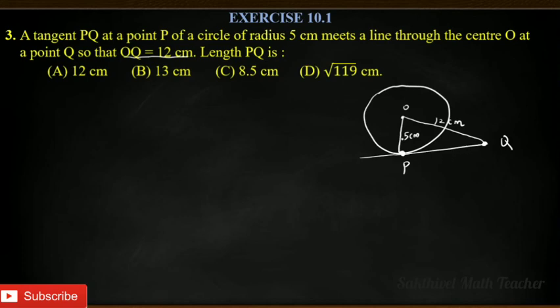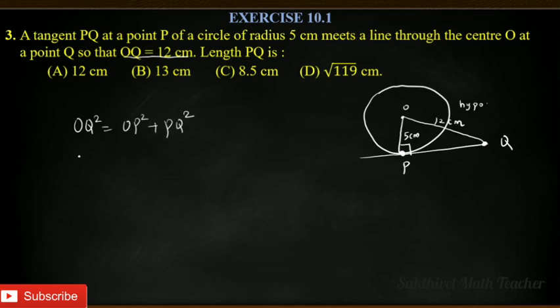We know very well that OP is definitely perpendicular to the tangent, because of Theorem 10.1, which says the tangent to a circle is perpendicular to the radius through the point of contact. That you need to remember. Now we have a 90-degree angle and we know the hypotenuse, so I'm going to use the Pythagoras theorem. In a right-angled triangle, the square of the hypotenuse, which is OQ, is equal to the sum of the squares of the other two sides, so OP square plus PQ square.